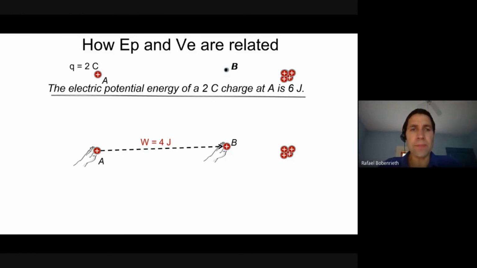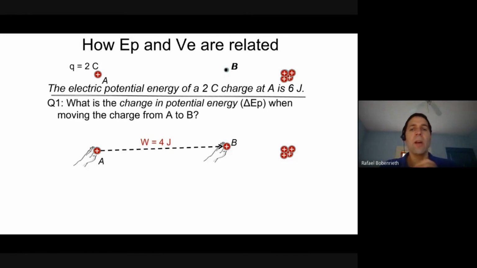Here's a sample problem. On the right, I have a bunch of source charge. On the left, I have a positive 2 coulomb charge at point A, and I am going to take that positive 2 coulomb charge from point A to point B. Notice I'm told that the electric potential energy of the 2 coulomb charge at A is 6 joules. Notice also it shows me below that when I move the positive 2 coulomb charge from A to B, I do work in the amount of 4 joules. I'm going to use all this information to figure out answers to a couple of questions.